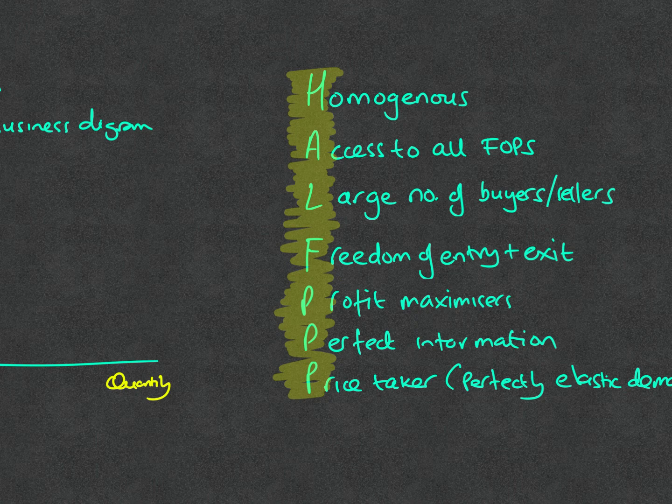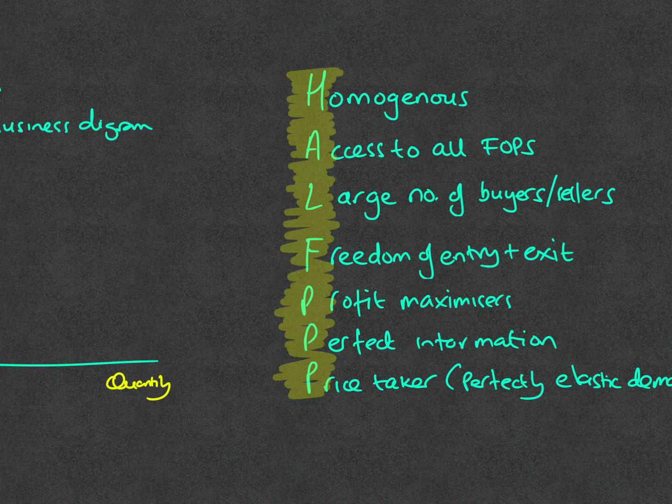L stands for large number of buyers and sellers, which means that there are many buyers in the market and many sellers, which is quite important for our long run discussion. F is freedom of entry and exit, so there are no or very low barriers to entry and exit. And then you have the three Ps: profit maximization, perfect information, and price taker. All firms in all market structures are profit maximizers. That's an objective that most firms will adopt. There is perfect information. It's not restricted between buyers and sellers. It's open, it's easy to access, and buyers are informed and sellers are informed as well.